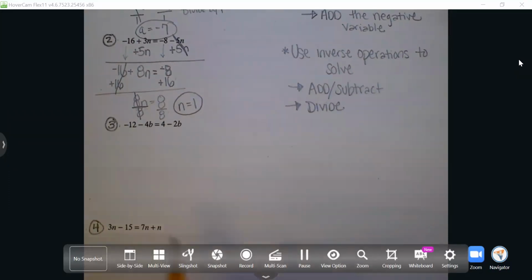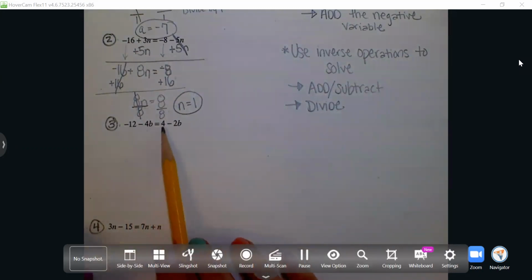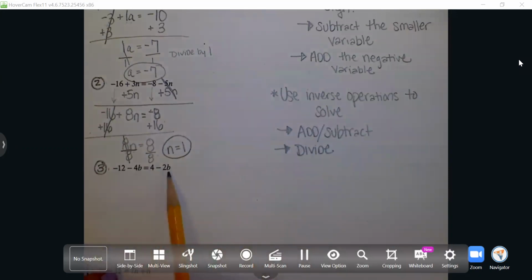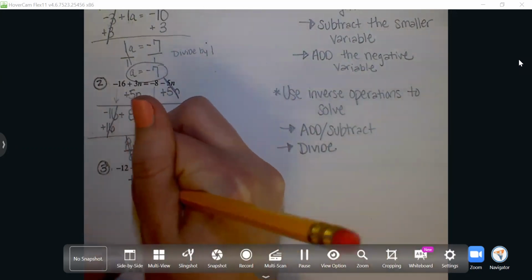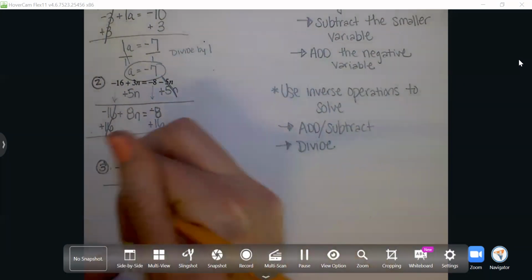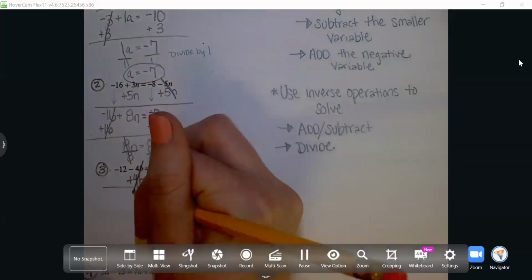This last example, number 3, negative 12 minus 4b equals 4 minus 2b. Again, we have to think about which of those is the smaller variable, or the one further down the negative side of my number line. In other words, when I combine them together, I want them to be a positive afterwards. So I'm going to add 4b to both sides. If you add the incorrect one, you'll just end up with a negative number in front of your b, but your final solution will be exactly the same.